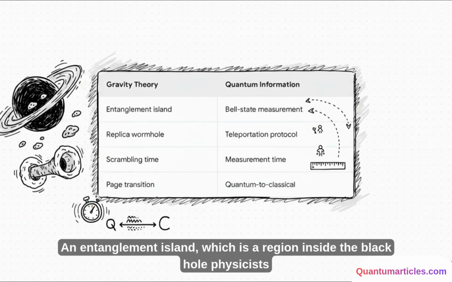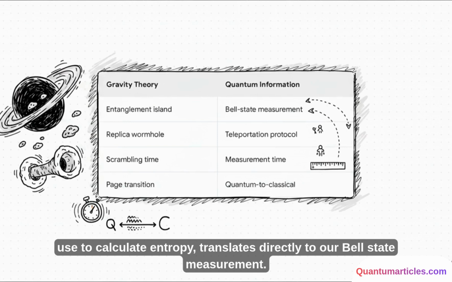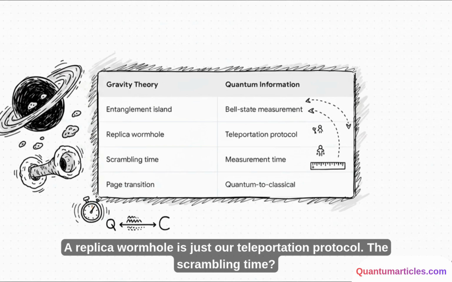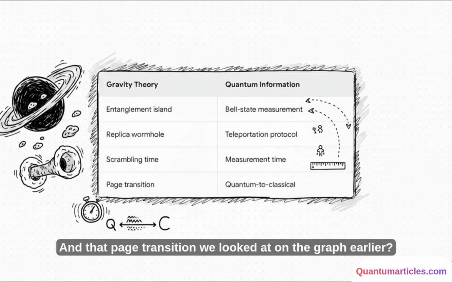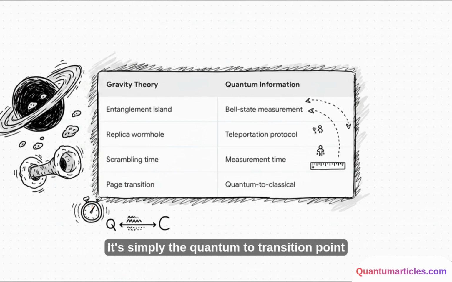Look at this. An entanglement island, which is a region inside the black hole physicists use to calculate entropy, translates directly to our Bell state measurement. A replica wormhole is just our teleportation protocol. The scrambling time? That's simply the time it takes to complete the measurement. And that page transition we looked at on the graph earlier, it's simply the quantum to classical transition point where these measurements effectively kick in.